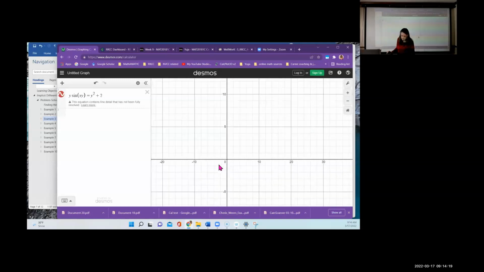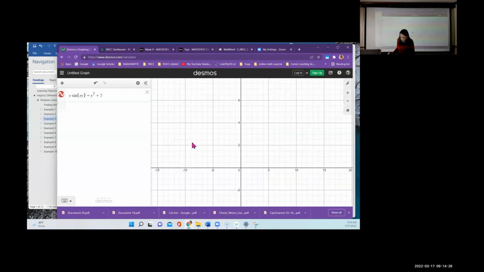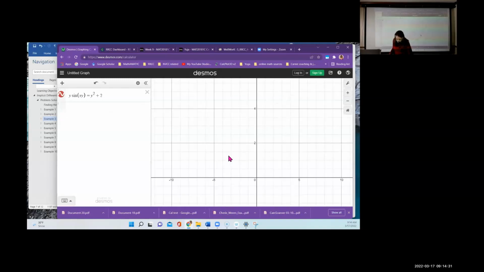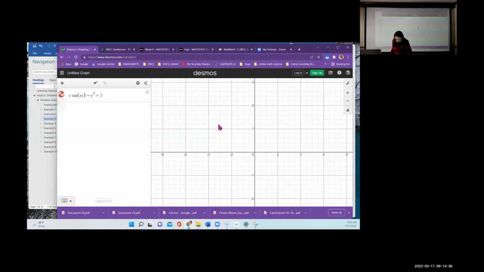Nope. Oh, wait. This equation has fine detail that has not been fully resolved. It's here somewhere. Interesting. I was hoping it would pop up if I just left it there for a little while. Sometimes they have so much detail that Desmos can't handle it.